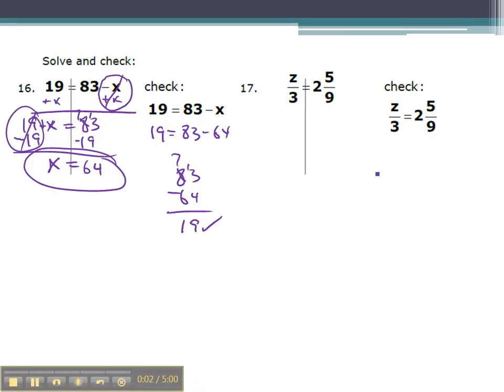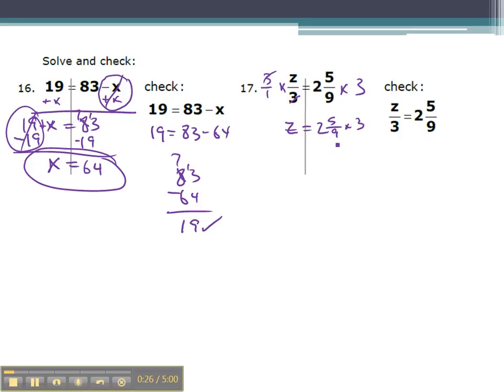Problem 17, we have z over 3 equals 2 5/9. We're dividing by 3, so we undo that division with multiplication by 3 to isolate the variable, because 3 over 3 is 1, so we get 1z equals, if we multiply by 3 on the left side, we have to multiply by 3 on the right side. So 2 5/9 times 3 will give us our answer.